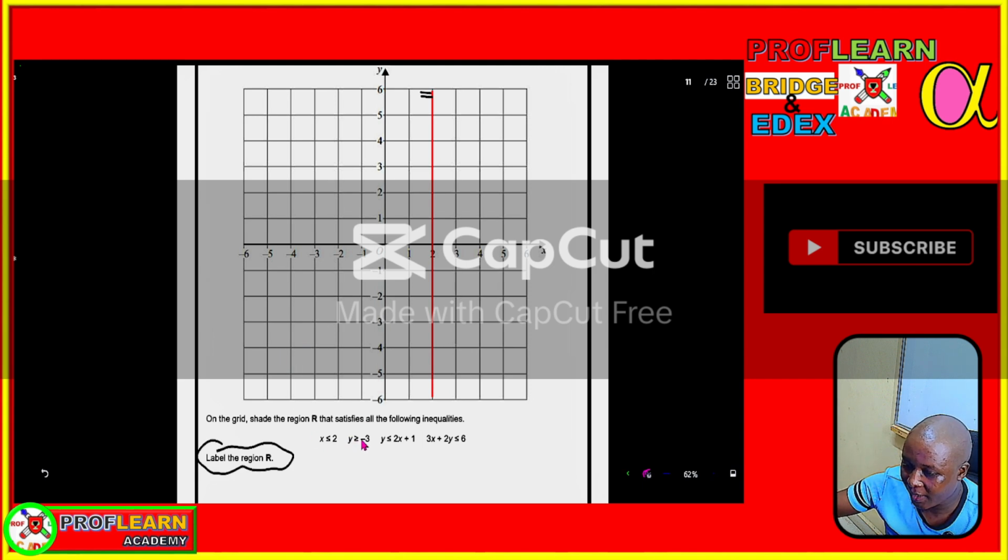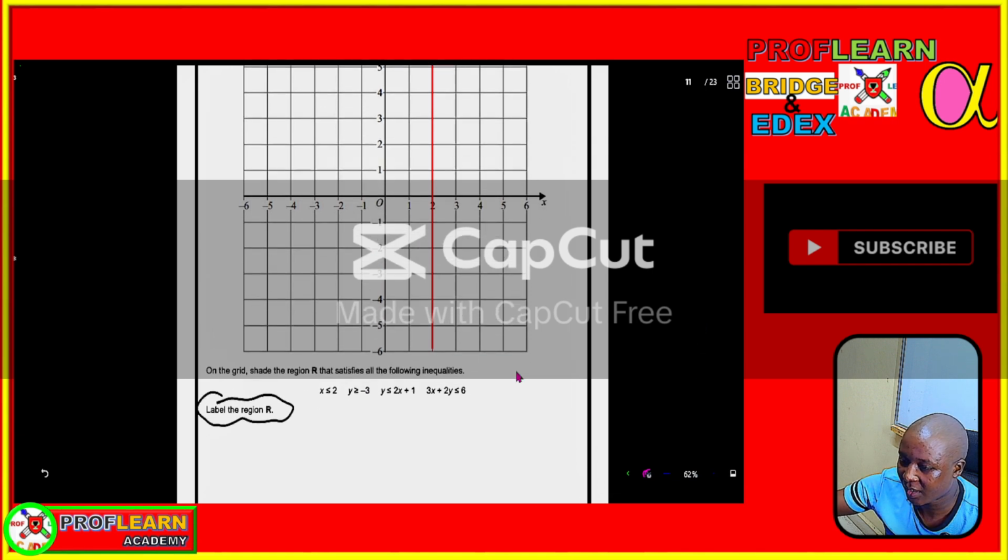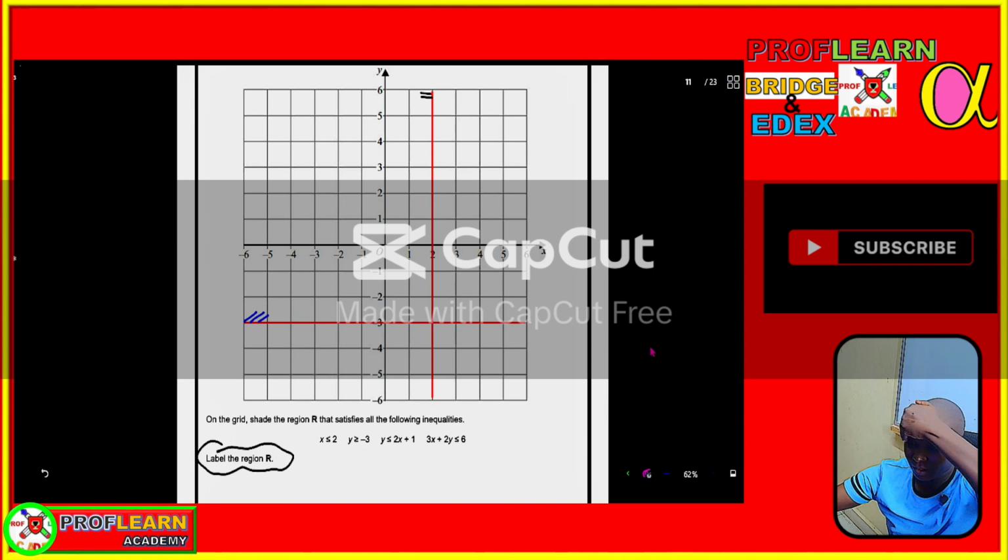Then we have y greater than negative 3. So that's the line that's going to pass through this region here, at negative 3. And if we are saying greater than, so we are going to shade the region above. That's the region that is required. Yeah, greater than region. And then we have y less than or equal to 2x plus 1.